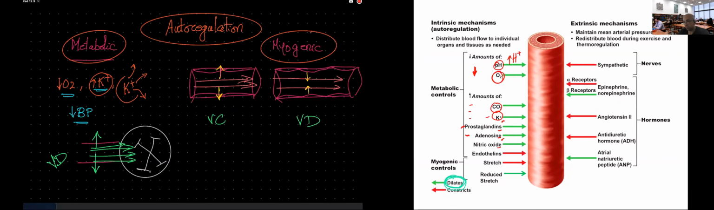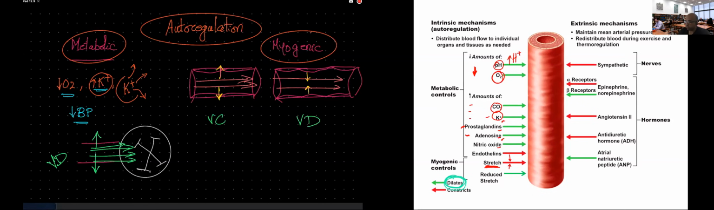Myogenic control. If I have an increase in the degree of stretch, this means I'm getting more than what I need, passive stretch. So how would I respond? I will constrict the vessel.